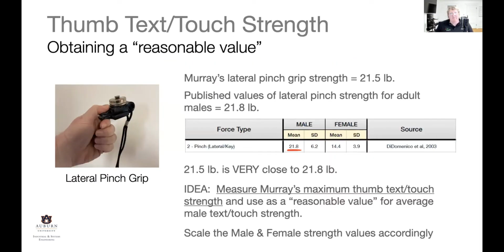And I couldn't find the data, so I set out to obtain a reasonable value, and I noticed that my lateral pinch grip strength is almost identical to a published value, the average. So I'm practically myself an average strength level, and knowing that the pinch grips correlate well with each other, an idea: if I could measure my maximum thumb text or touch force, I could use that as a reasonable value, and I could scale the male and female strength values accordingly.